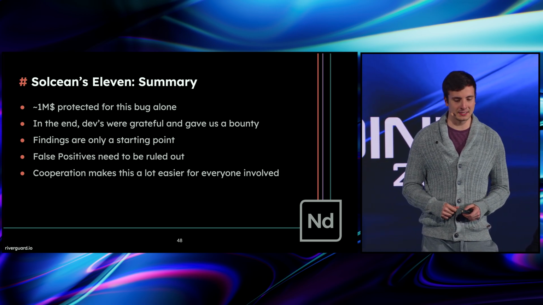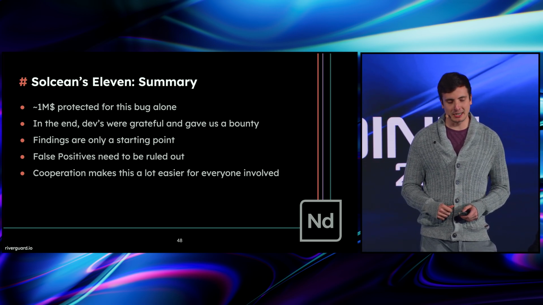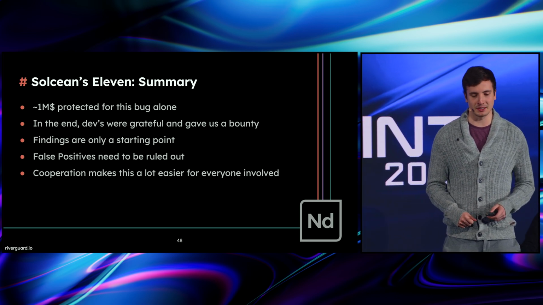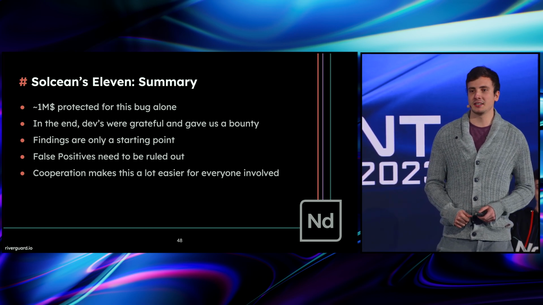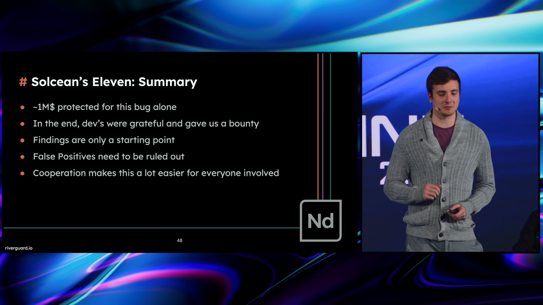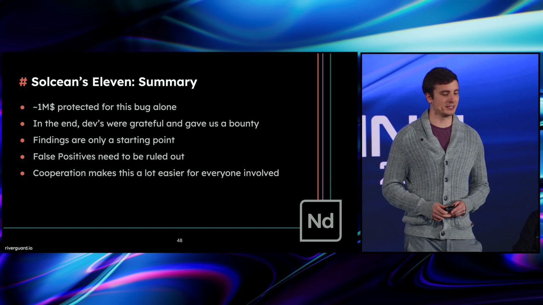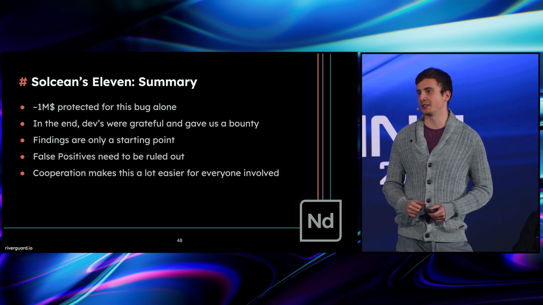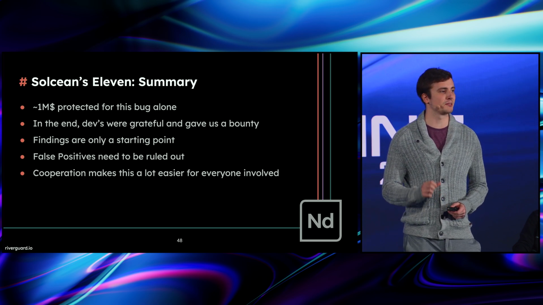And the devs, even though they gave us a hard time at the beginning, fixed the bug very quickly, and afterwards gave us a bounty. But I think this whole story just shows how the findings in Riverguard are only really a starting point, and you still need to manually triage most of the findings, and the false positives really need to be ruled out. So a finding in Riverguard doesn't mean it's vulnerable.